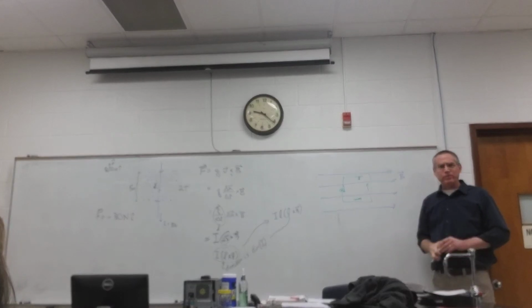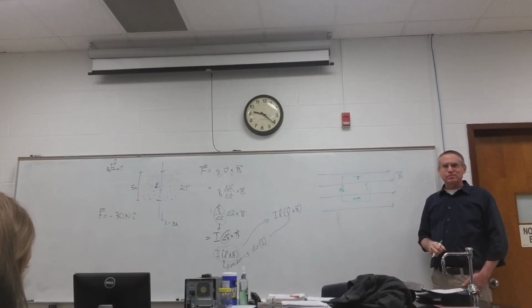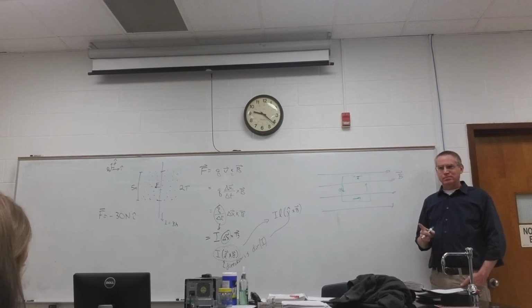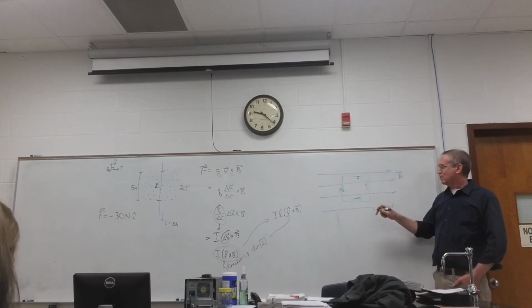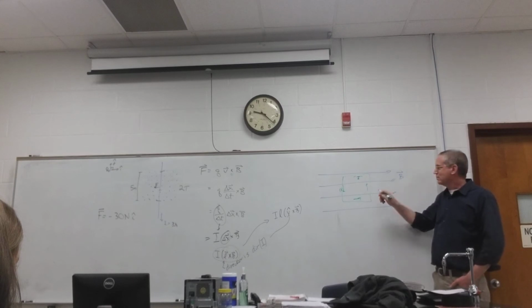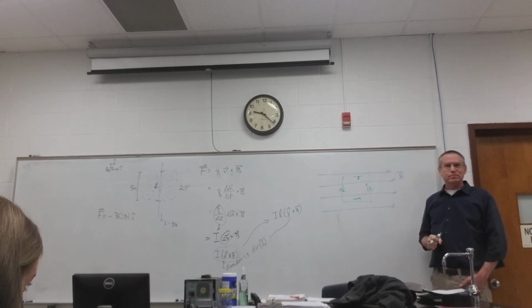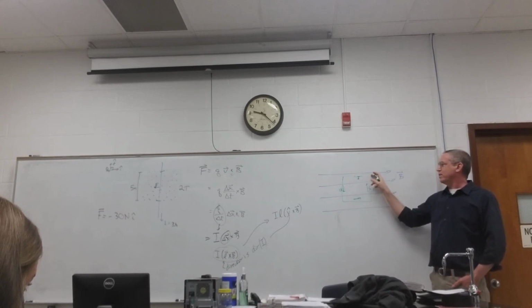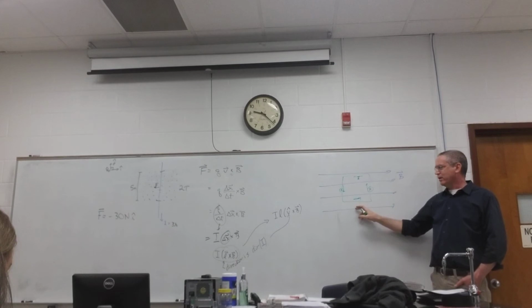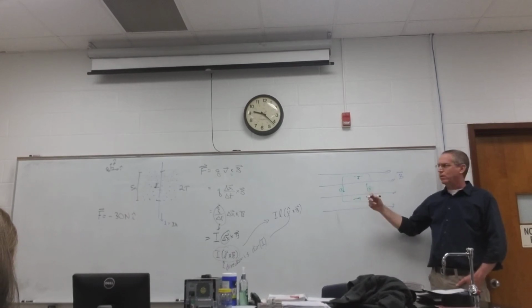What about on the right side? Yeah. It should be the opposite of what that is. So that's into the board. And on the top wire? No. Yeah, because the current and the magnetic field are anti-parallel here, parallel here. Either way, cross product is zero.